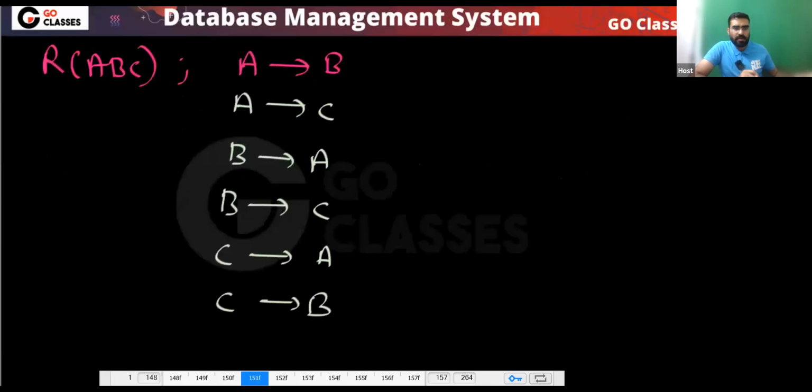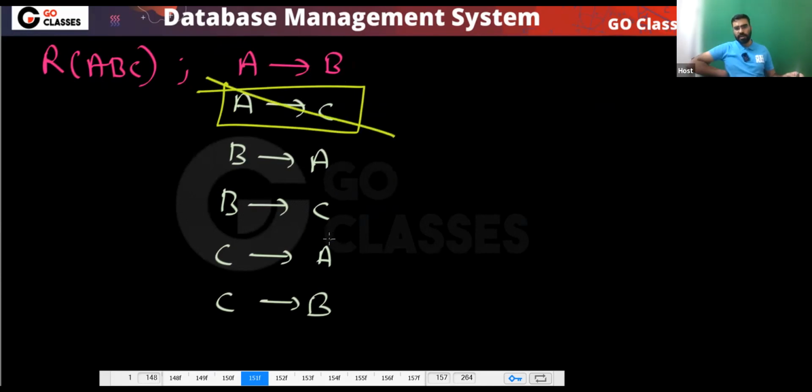Now see. Okay, tell me, is this redundant? A determining C. If I remove it, can A determine C? Yes, A can determine B, B can determine C, so I can remove this. Do you agree that I can remove this? So this is gone. This is redundant. Now forget about this.